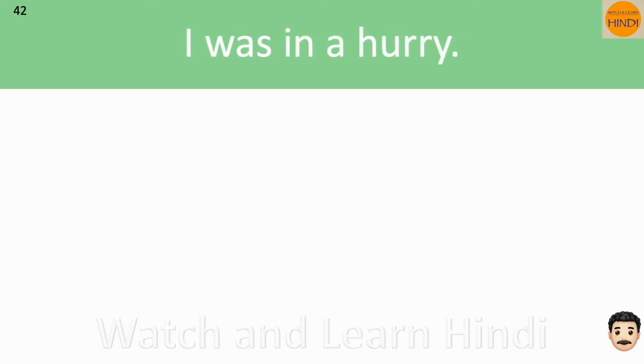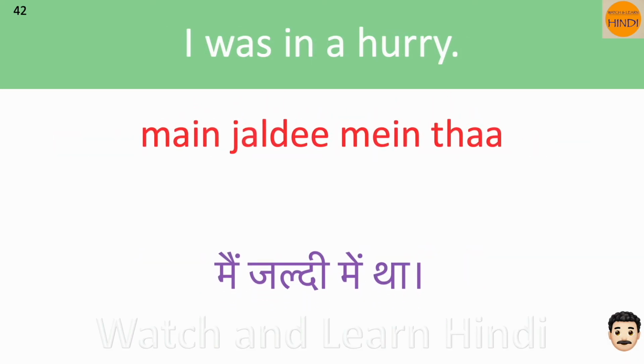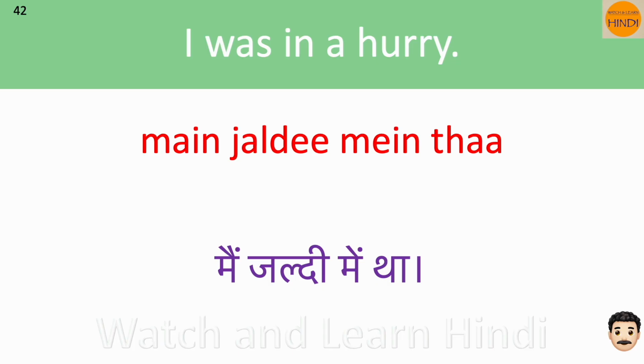I was in a hurry. मैं जल्दी में था. मैं is I. जल्दी is hurry. में is in. मैं जल्दी में था. I was in a hurry. मैं जल्दी में थी. I was in a hurry.